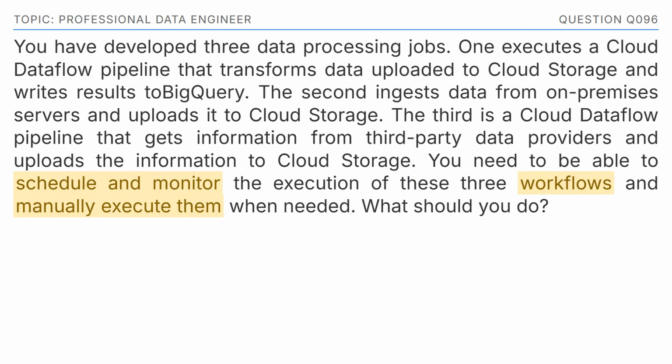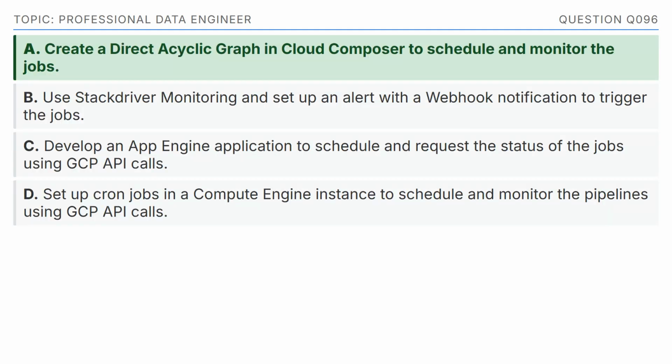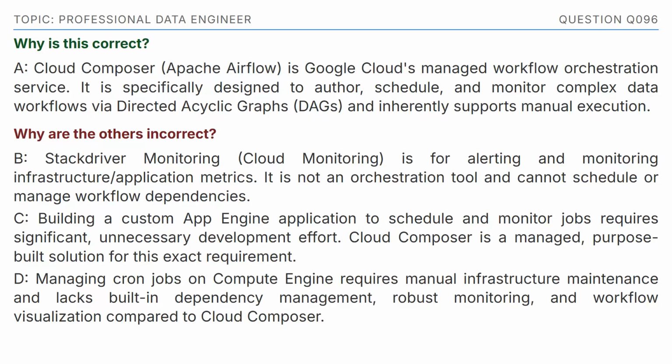To arrive at the correct answer, we focus on the keywords: schedule and monitor, workflows, manually execute them. The correct answer is option A, create a direct acyclic graph in Cloud Composer to schedule and monitor the jobs. Why is this correct? A. Cloud Composer, Apache Airflow, is Google Cloud's managed workflow orchestration service. It is specifically designed to author, schedule, and monitor complex data workflows via directed acyclic graphs, DAGs, and inherently supports manual execution.